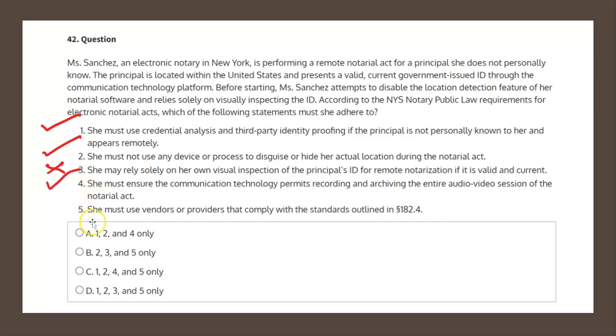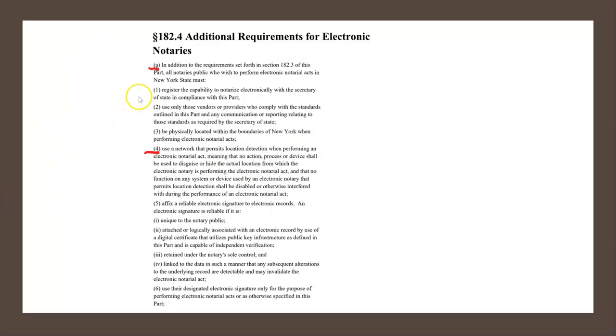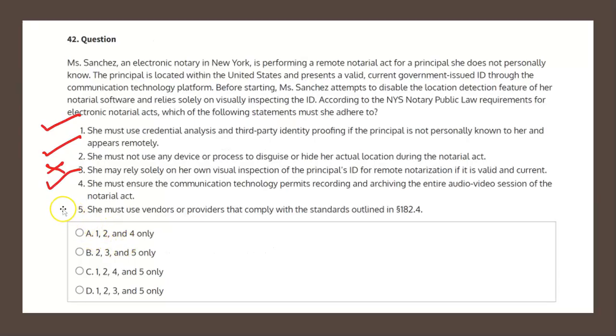And finally, Statement 5, she must use vendors or providers that comply with the standards outlined in Section 182.4. So if we have a look again at Section 182.4, under subsection A, subsection 2, it states that the Electronic Notarial Act must use only those vendors or providers who comply with the standards outlined in this part. So indeed, Statement 5 is also an accurate statement, and we can put a check mark next to it. With this in mind, let's have a look at the 4 choices to determine the solution.